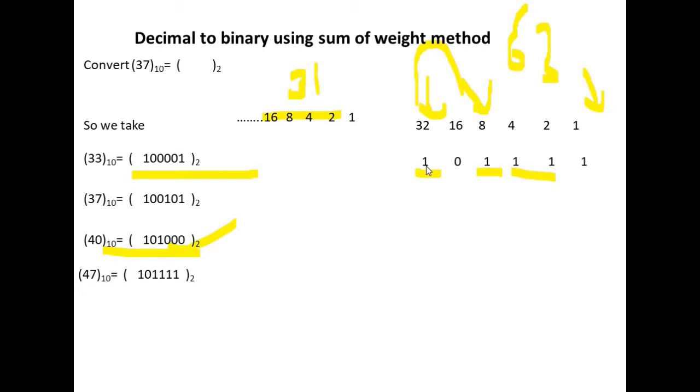Likewise we can find the binary equivalent of decimal 47. 47 will be given as 32 plus 8, 40 plus 7, 47. It means 1, 0, 1, 1, 1, 1. So in this way we have found the binary equivalents of decimal numbers using the sum of weights method. Here we do not require any kind of division. With the help of the sum of weights method we can write the binary equivalent of any decimal number directly.